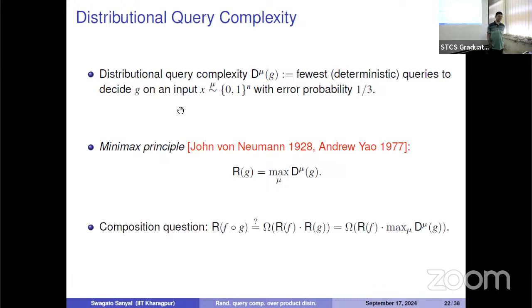And then this is a restatement of the composition question in light of this. So it asks whether R of F composition is at least R of F times the maximum of D mu over any mu.